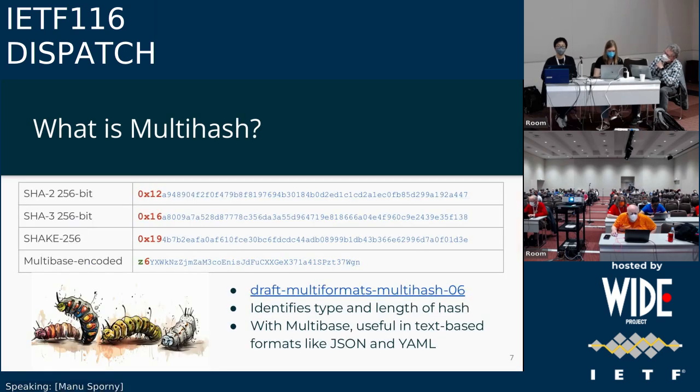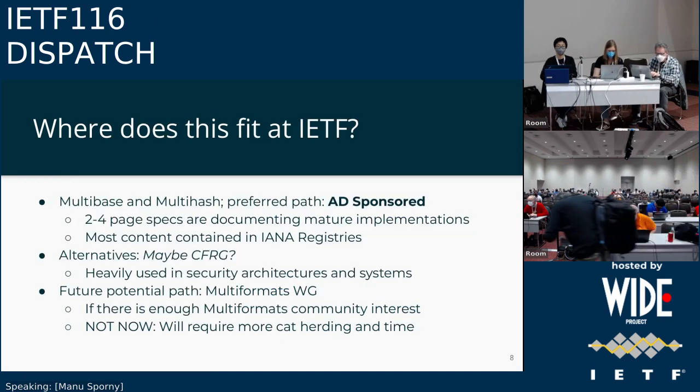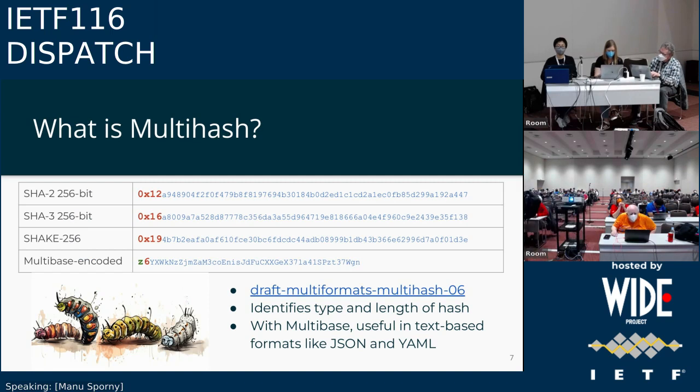Okay, multi-hash is the next one. So multi-hash is a multi-format, but unlike multi-base, which is a kind of text string format, multi-hash is a binary header, right? Let's say that you have a cryptographic hash that's 256 bits in length. It's sometimes useful to put a header on that value to tell you whether it is a SHA-2 256-bit hash, or a SHA-3 256-bit hash, or a SHAKE-256 hash, right? So that little header, the 12, 16, and 19 hex, tells you what the rest of the bytes are, what type of hash it is.